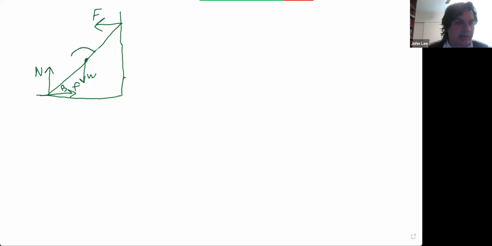So the angle between here and here is going to be pi plus pi over 2 minus beta, and the angle from here to here, where we pretend that this extends out a little more, is going to be equal to pi minus beta.